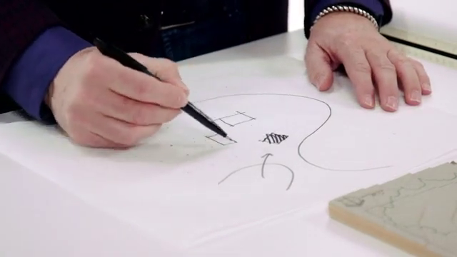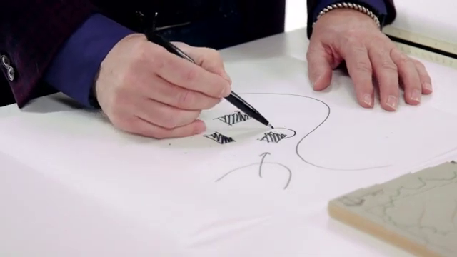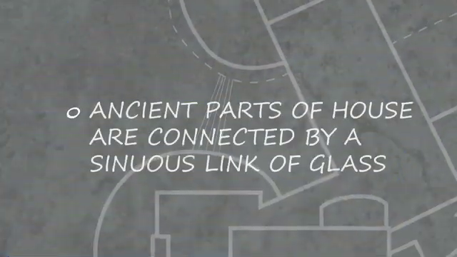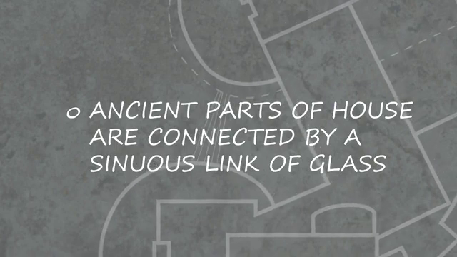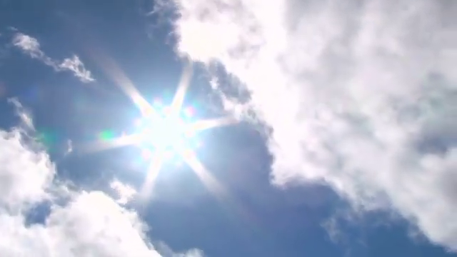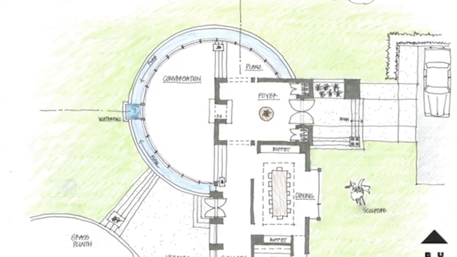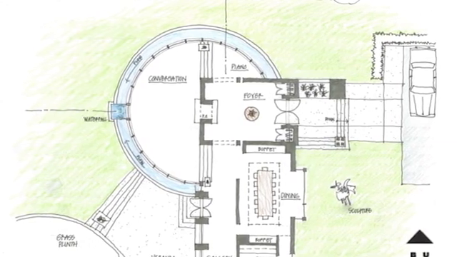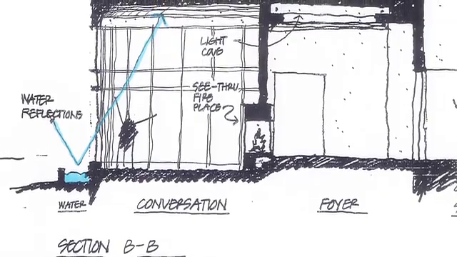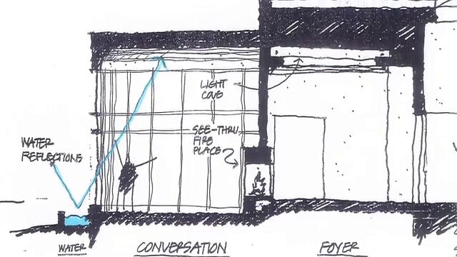And so these are the ancient parts of the house, and they're connected by a sinuous link of glass that ties them together, and that is the future. And the other thing that I always work with is sunlight, which is a huge form giver in my work. And on the outside of this conversation room or living room was a rim of water. And so as that water rippled in the summertime, the sunlight reflects off the water and you get this moving light on the ceiling.